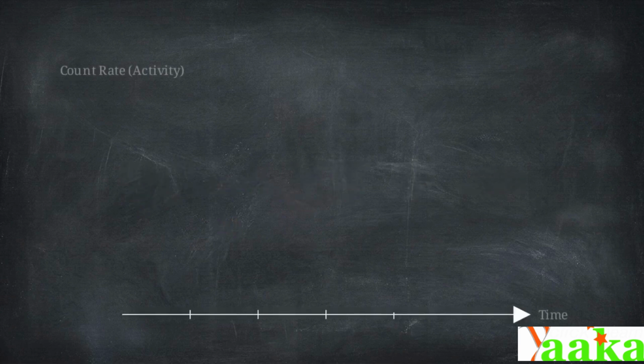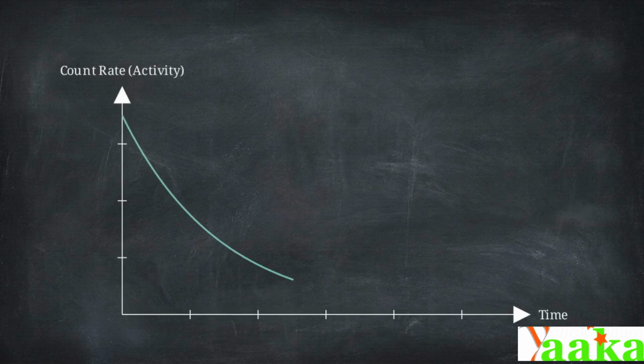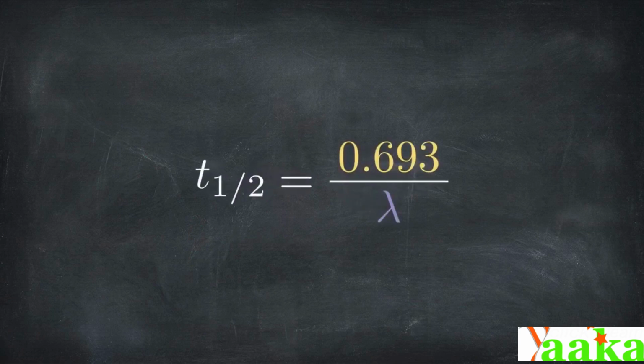This graph plots the count rate of a radioactive sample over time, illustrating a smooth exponential decay curve. Because decay is a random but predictable process for large samples, we can calculate a specific half-life, the time it takes for half the nuclei to disintegrate. The half-life is equal to 0.693 divided by the decay constant, lambda.